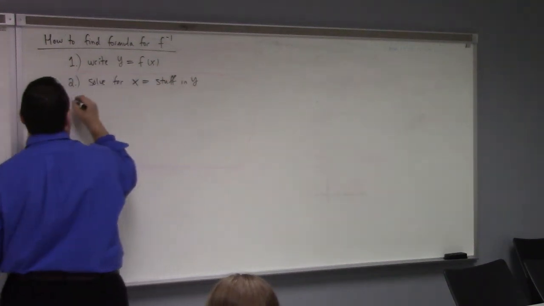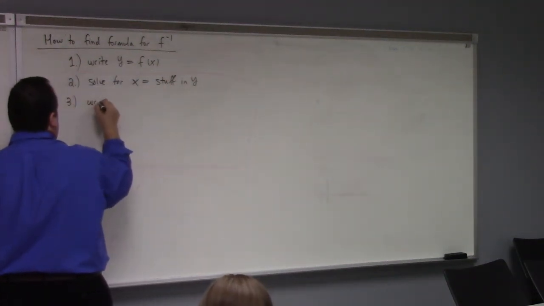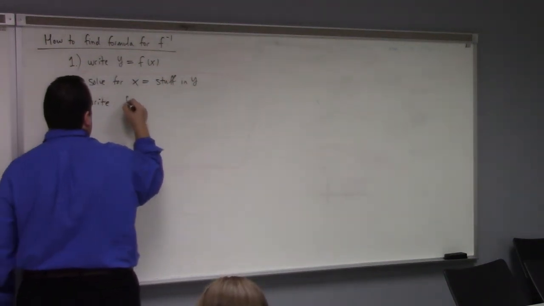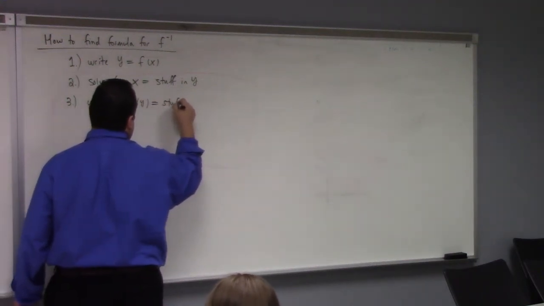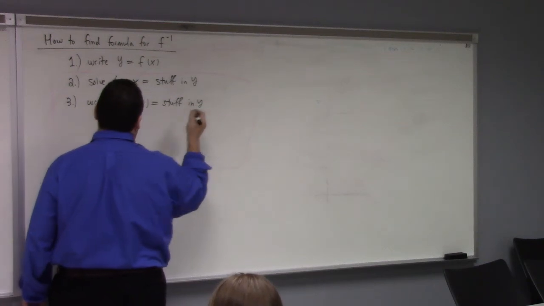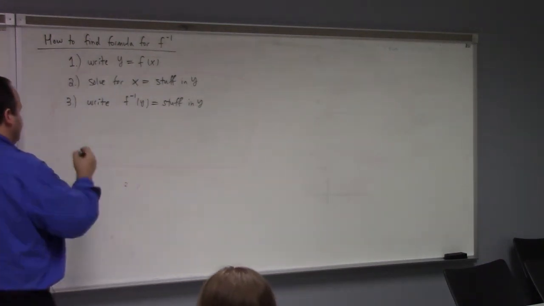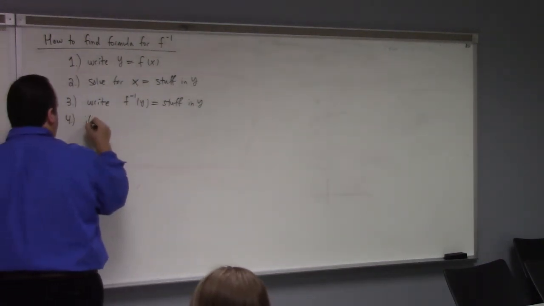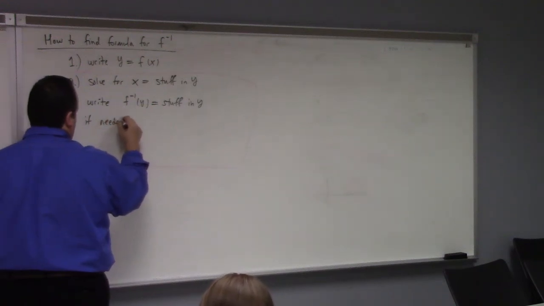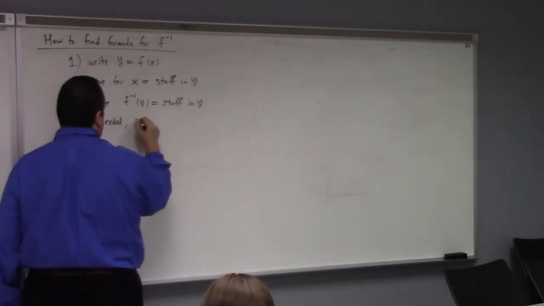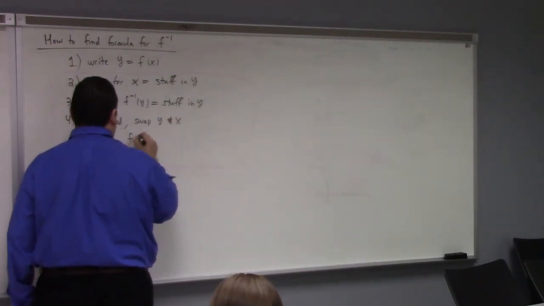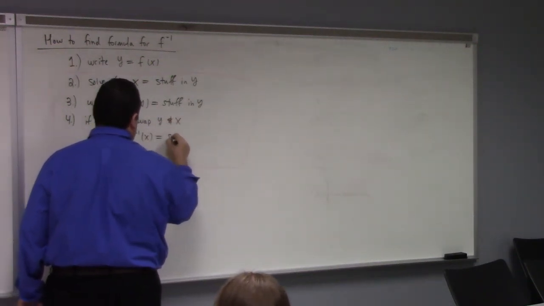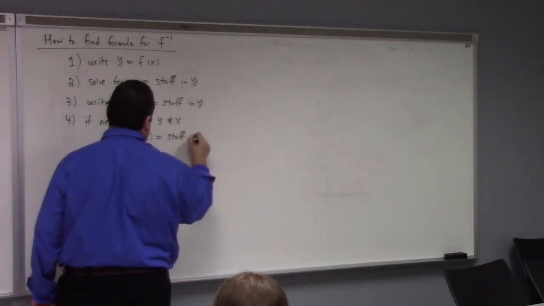Step number 3, write f inverse of y equals that stuff in y, whatever it was from step 2, right? And step 4, if needed, swap y and x and write f inverse of x is equal to the stuff, but in terms of x instead.